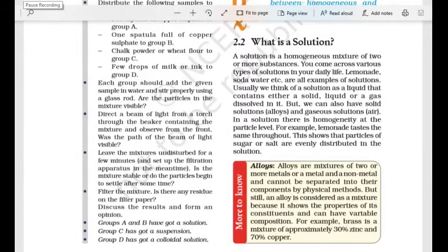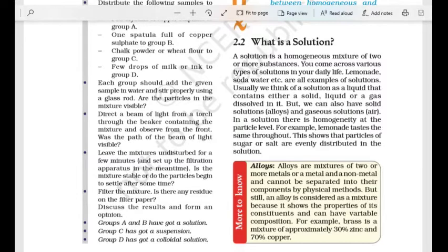In the last video, I had discussed the introduction of the chapter. If you had missed episode 1 of this chapter, you can watch it by the link provided in the description box. And today we will discuss the differences between solution, suspension and colloids. So let's start it quickly.